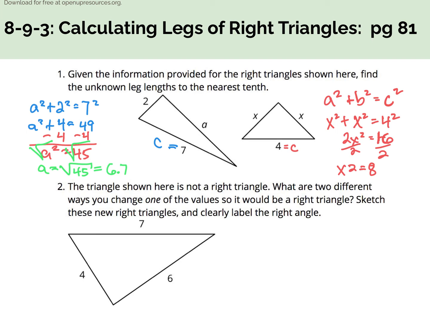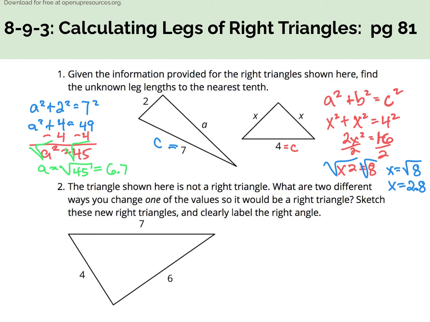And then again, to get x by itself, we're going to square root both sides. So x is going to equal the square root of 8. And if we round it to the nearest tenth, x is going to equal 2.8. So a little bit different, but we can still work with it, right? It's totally fine. Let's look at number 2.